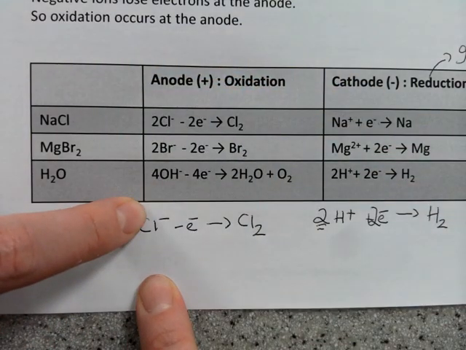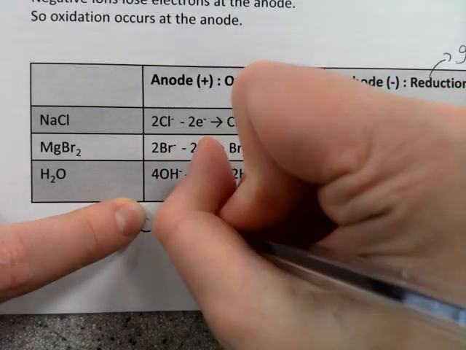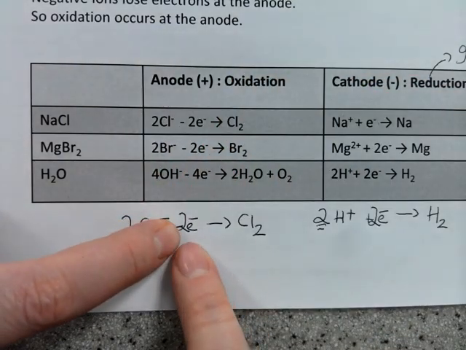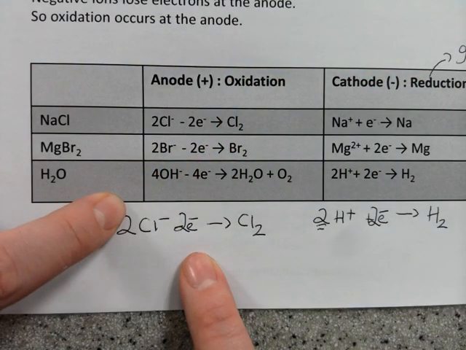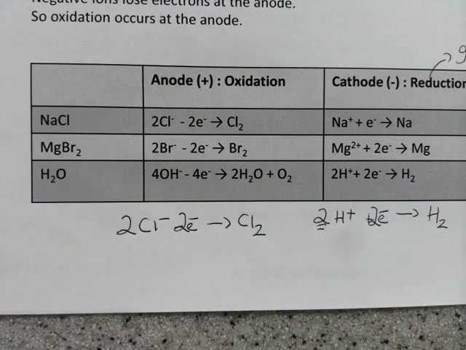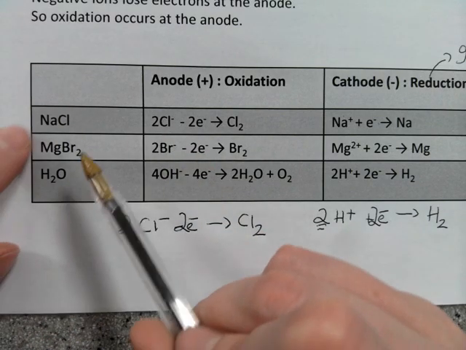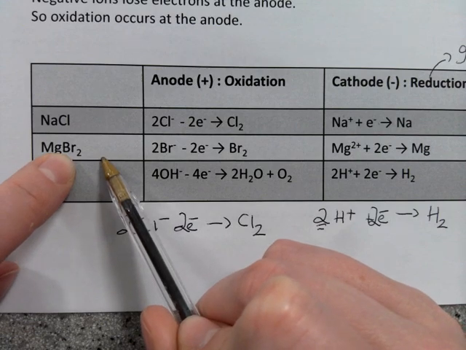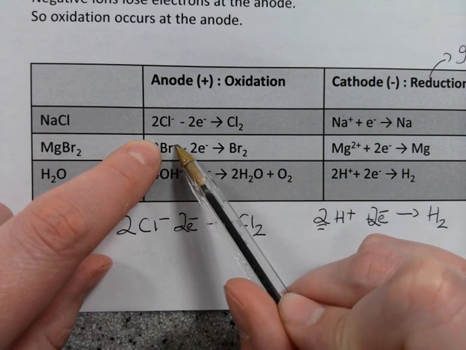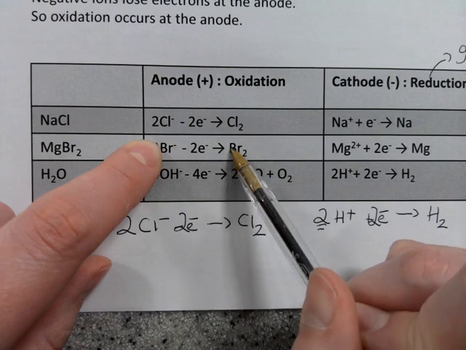2 totally separate chloride ions. Each loses 1 electron. So 2 electrons lost in total. Once they've lost their electrons, they can pair up and form Cl2. And you'll see the exact same thing happens here for bromine. So I start off with my bromide ion. It loses an electron and it's forming bromine.